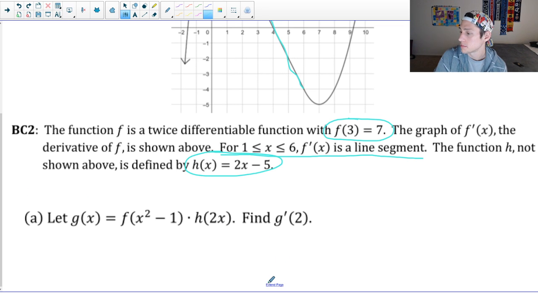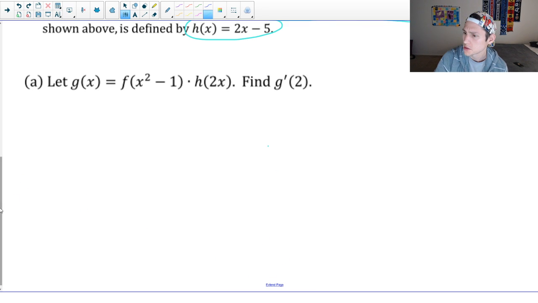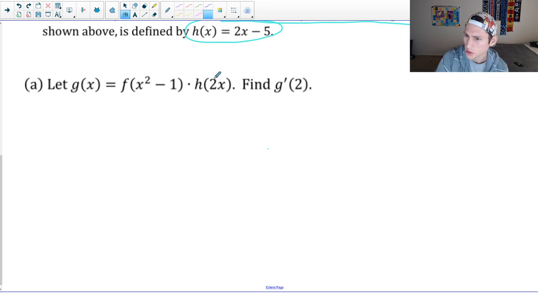Okay, part A. I don't know how much we'll get through today. Maybe through the whole thing. I think it's through part E. I don't know. Maybe we'll cut it short. We'll see.